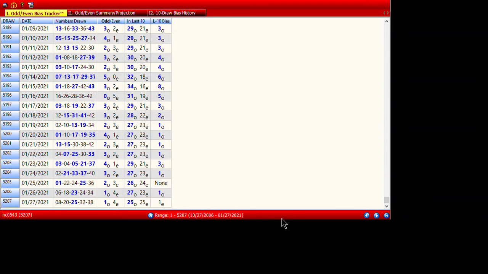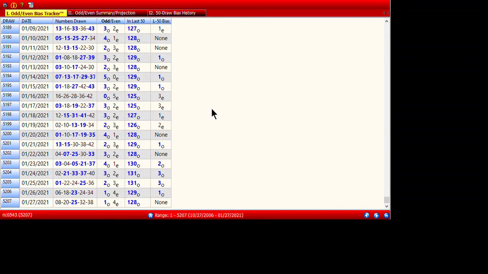Now, one thing that I have done is if you click on this L10 bias here, it allows you to change the default bias. So this is 10 drawings. So let's look at, let's say, 50 drawings and see if this 8 odds on the 15th changes. So if I hit OK, there's no bias on the 15th, if you look at it, looking at the last 50 draws.